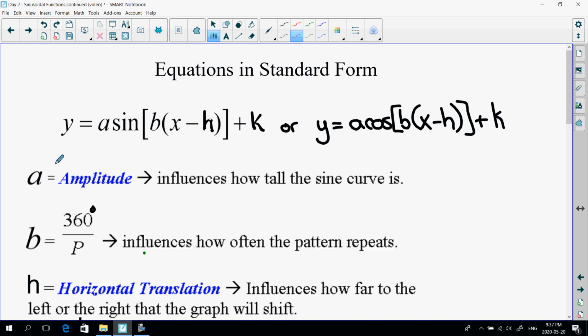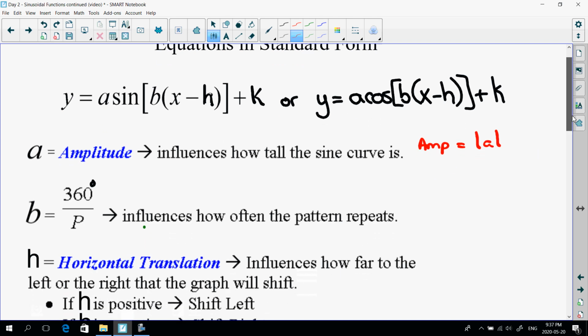Now, a represents the vertical stretch. So it's still the same thing. The vertical stretch about the x-axis by a factor of absolute a. If a is negative, it would be vertically reflected in the x-axis. But little a also tells us about the amplitude. Remember, though, the amplitude is equal to absolute little a. So little a can be negative, but the amplitude would be stated as a positive.